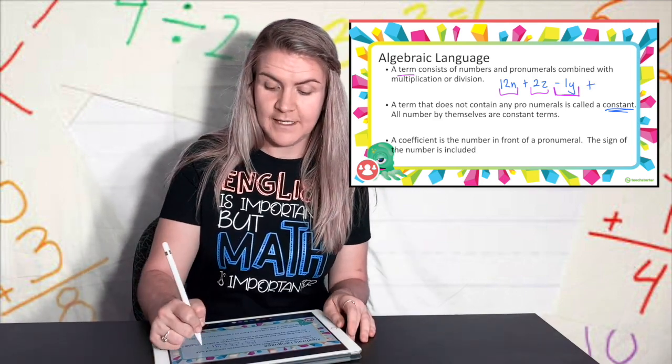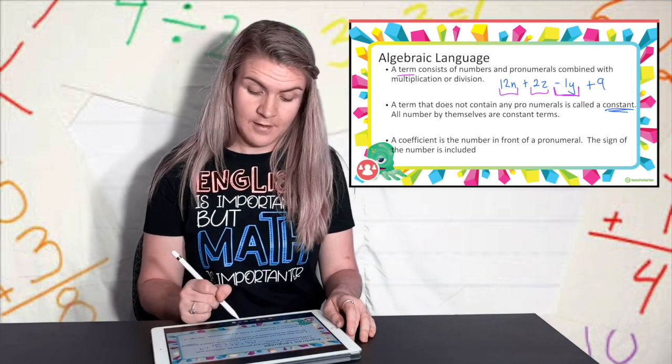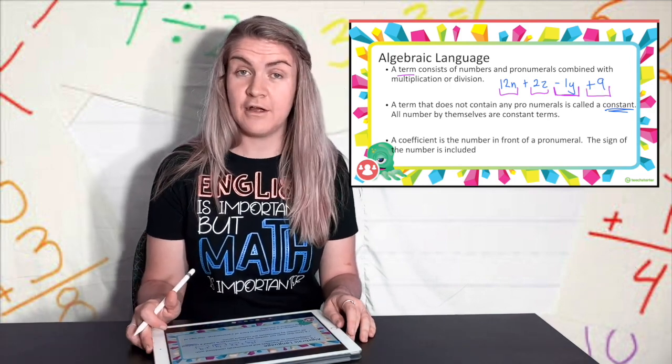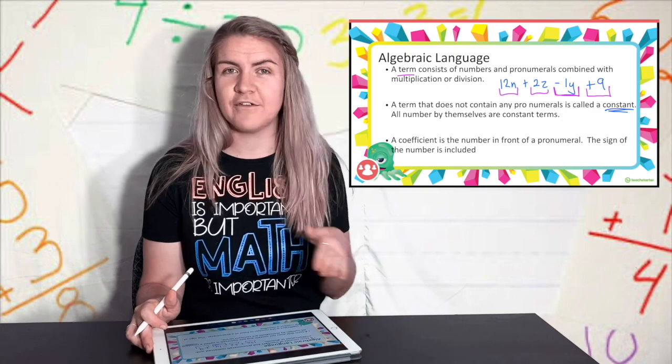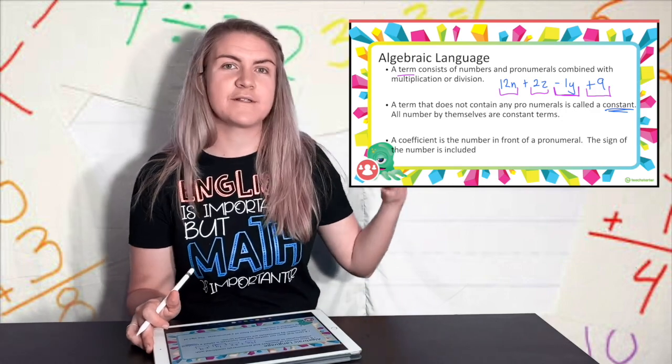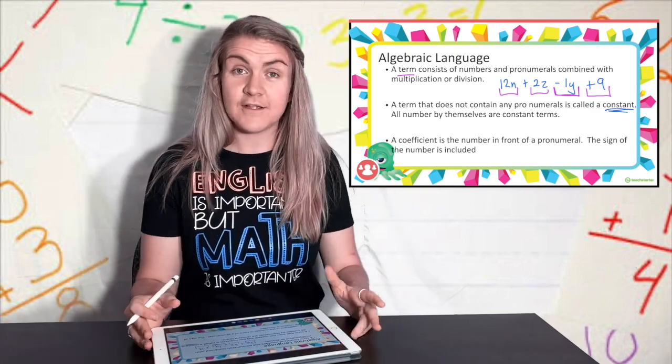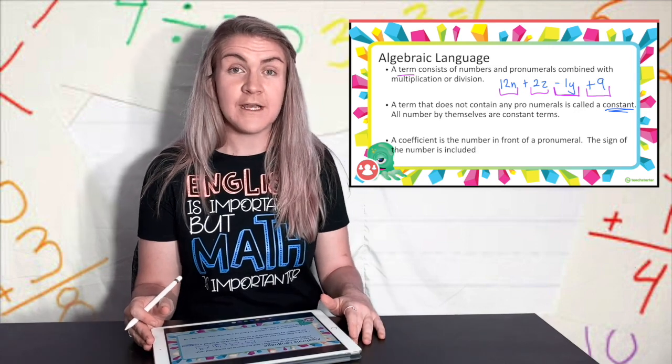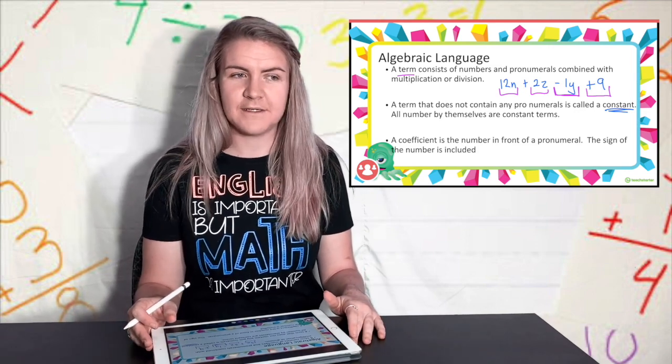So if I say +9, that's another term in our algebraic expression, but 9 never changes. 9 always represents 9, and so that's why it's constant. So any number by itself is a constant.